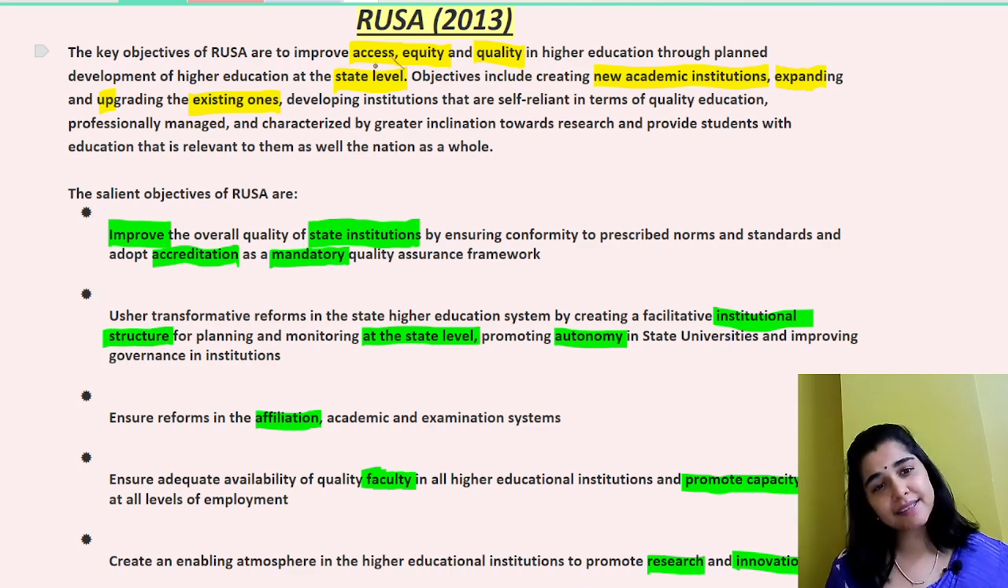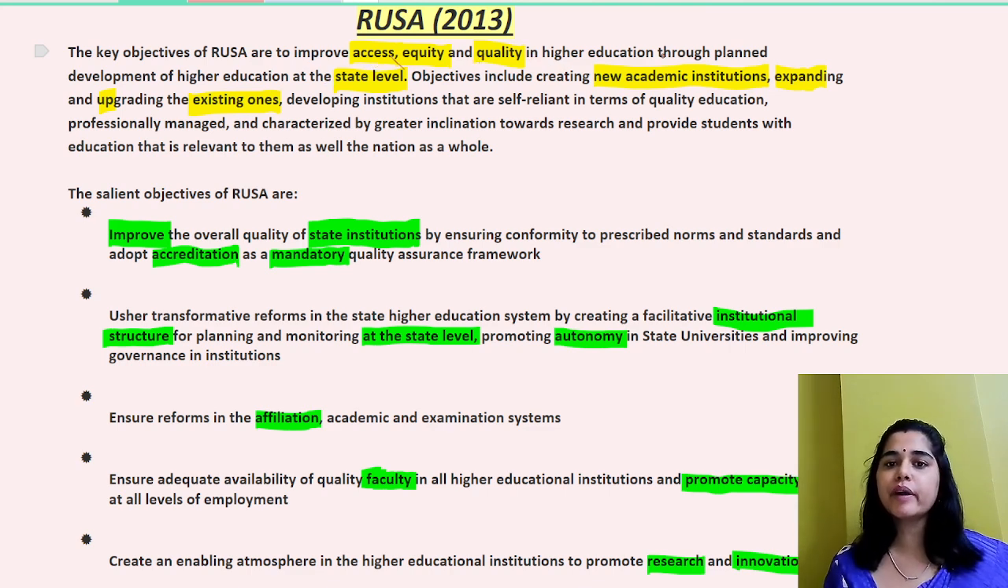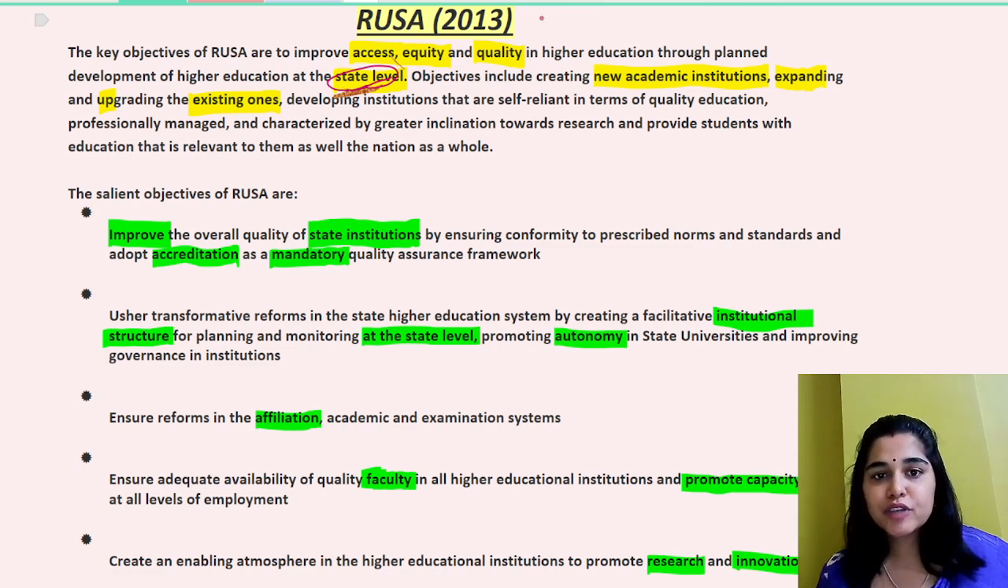Improve what? Access, equity, and quality in higher education through planned development of higher education at the state level. They are saying at the state level. About the state level they are developing. Okay. So the objectives included creating new academic institutions.